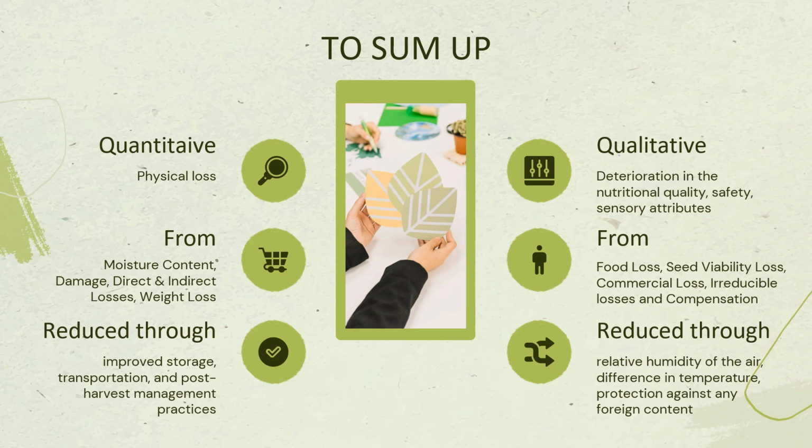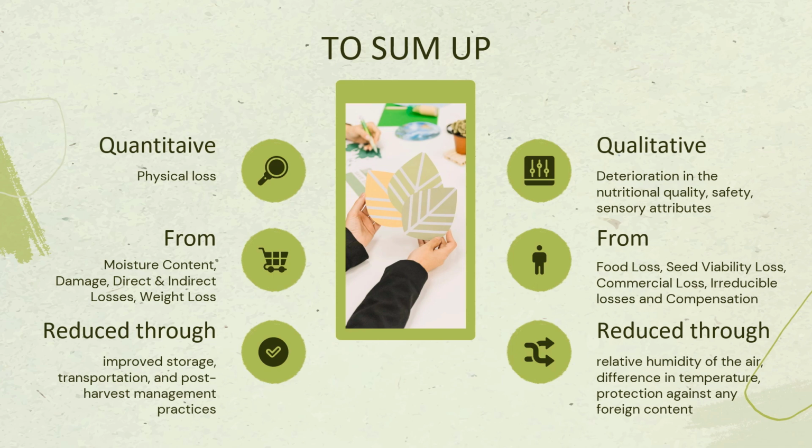Reducing quantitative losses through improved storage, transportation, and post-harvest management practices is essential to meet the growing global demand for food. Qualitative losses, on the other hand, pertain to the deterioration in the nutritional quality, safety, and sensory attributes of food. These losses can occur at various stages of the food supply chain and can result from factors such as food loss, seed viability loss, commercial loss, irreducible losses, and compensation.